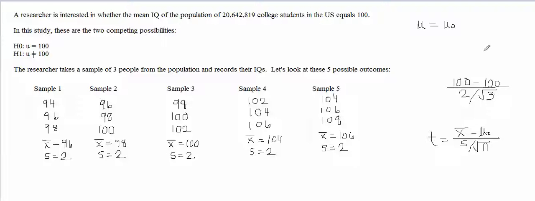What ends up happening in this case is we have 0 on top over 2 divided by the square root of 3, which actually has to equal 0, because regardless of what this equals on the bottom, when you divide 0 by something, you have to get 0. So here, t is 0.